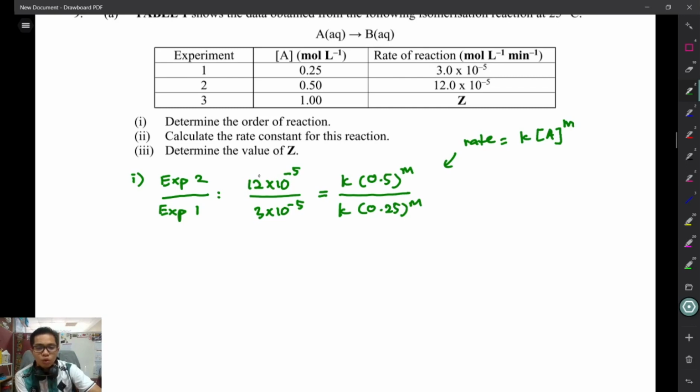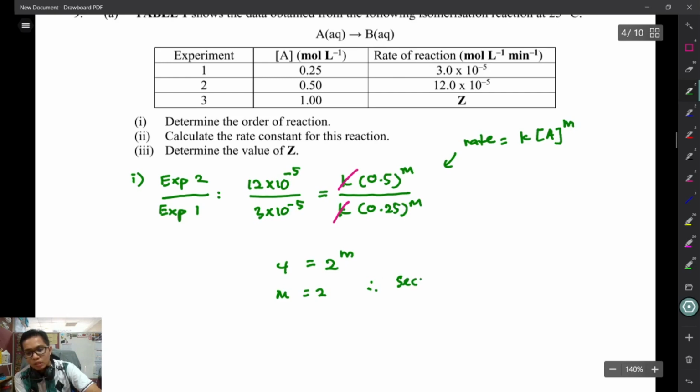Right, 12 divided by 3 will be equal to 4. K and K will be cancelled out. 0.5 divided by 0.25 will be equal to 2. So power of M should be 2. Therefore, the order of reaction is second order with respect to A, reactant A. Okay, so that is for number 1.